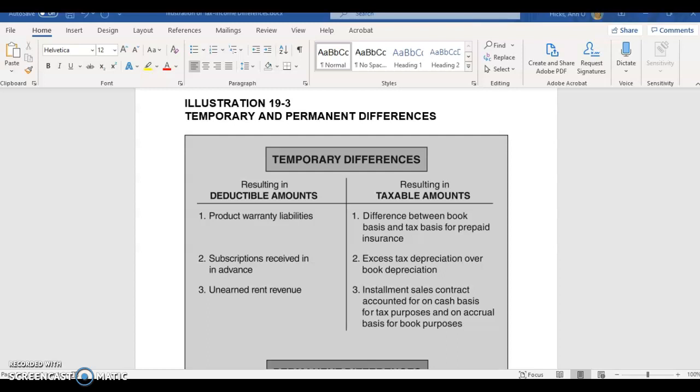So these are all temporary differences. They are timing differences. It is not that you will report something as income for financial statements and never report it for taxes. It's merely a situation wherein they will happen in different years, and they will lead to a deferred tax asset or a deferred tax liability.